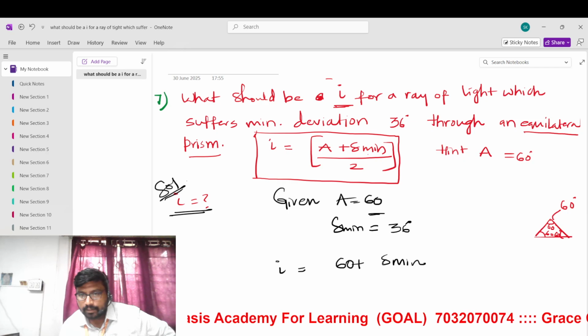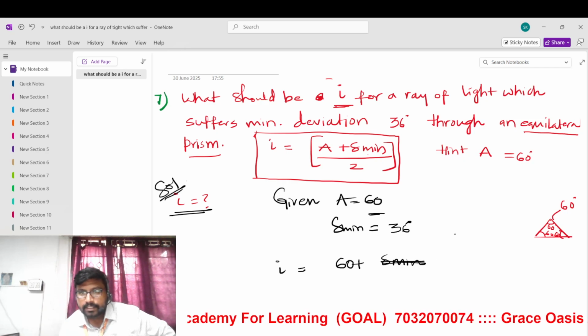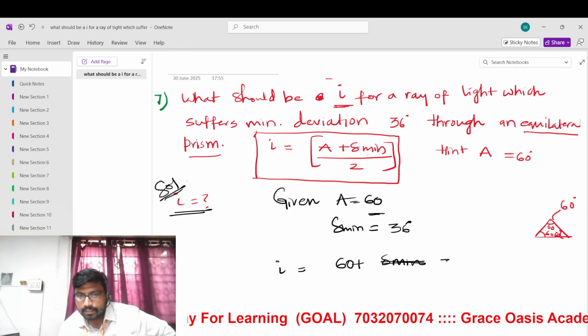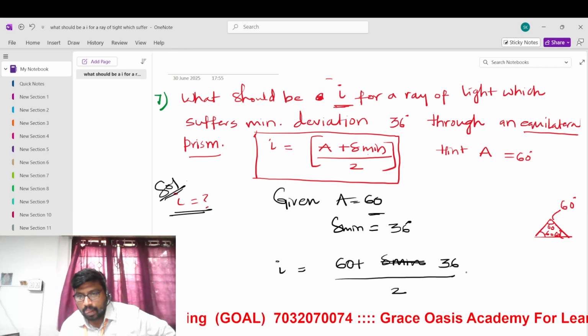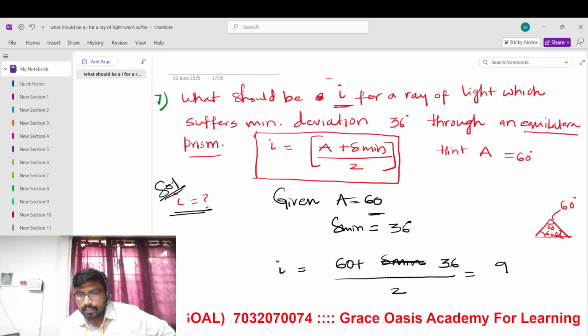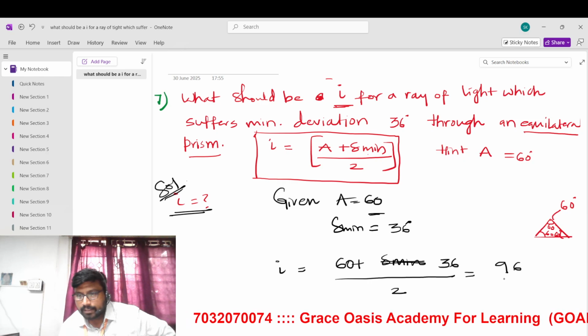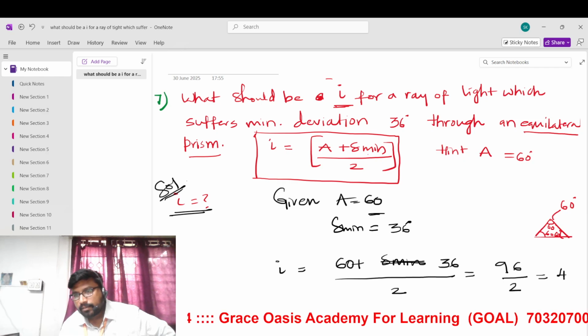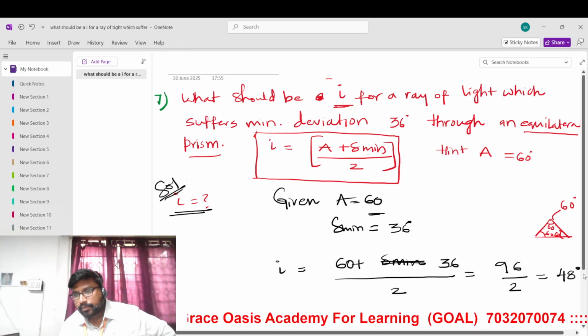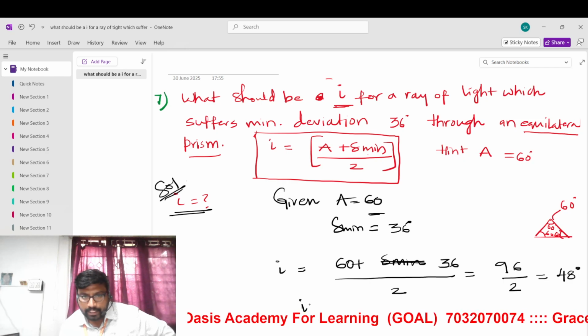Delta minimum already given, no? So delta, what is the value of delta minimum? 36. 36 deviation by 2. What will it become? 96 by 2. So I equals 48.